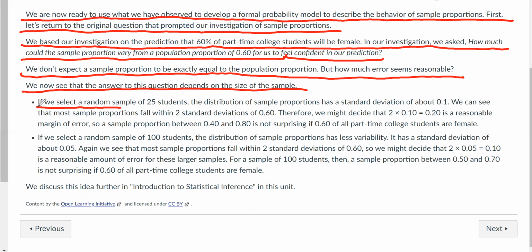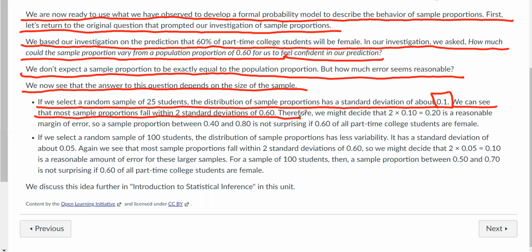If we select a random sample of 25 students, the distribution of sample proportions has a standard deviation of about 0.10. We can see that most sample proportions fall within two standard deviations of 0.60. Therefore, we might decide that 2 multiplied by 0.10, which is the standard deviation, 0.20, is a reasonable margin of error.